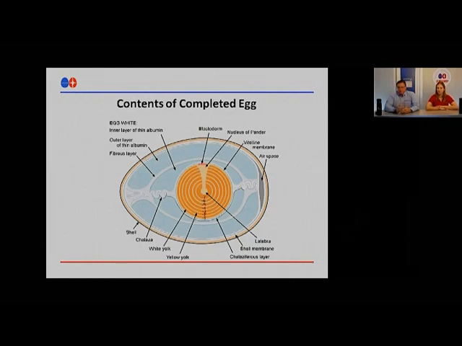Interestingly enough, you can take an egg directly out of the oviduct, and there will be no air cell, and within minutes, you'll hear a little pop, and that's the membrane separating that's causing that airspace. Other than that, everything in that egg here is formed within the hen.